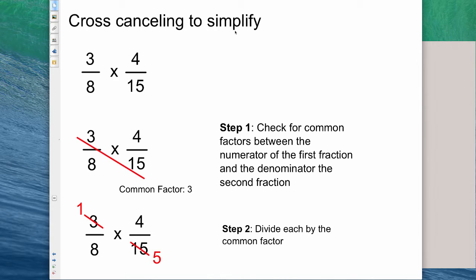However, some people don't like to do cross-canceling because they find it more difficult. If you find that cross-canceling is messing you up or causing you to get the wrong answer, then just ignore the cross-canceling process and go through the processes as we learned them earlier. Now, if we do cross-canceling, let's take a look at an example like 3/8 times 4/15.